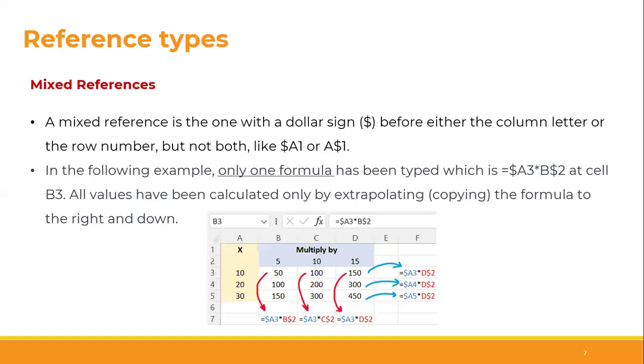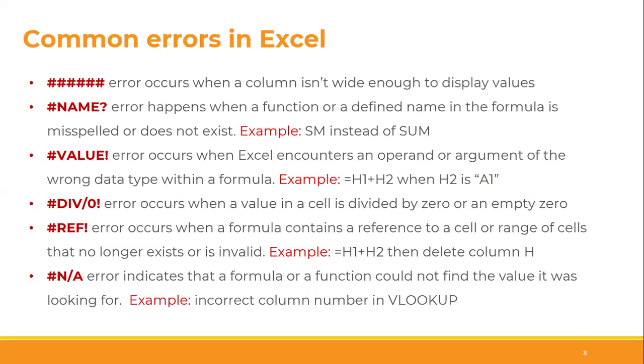So this knowledge is very useful. There are also several errors defined. For example, this kind of error will happen when the column width is not enough for displaying the values or the result. And a name error comes when you have a mistake in the function name or any parameters in there. So instead of SUM, if you write SM, you'll have this problem.